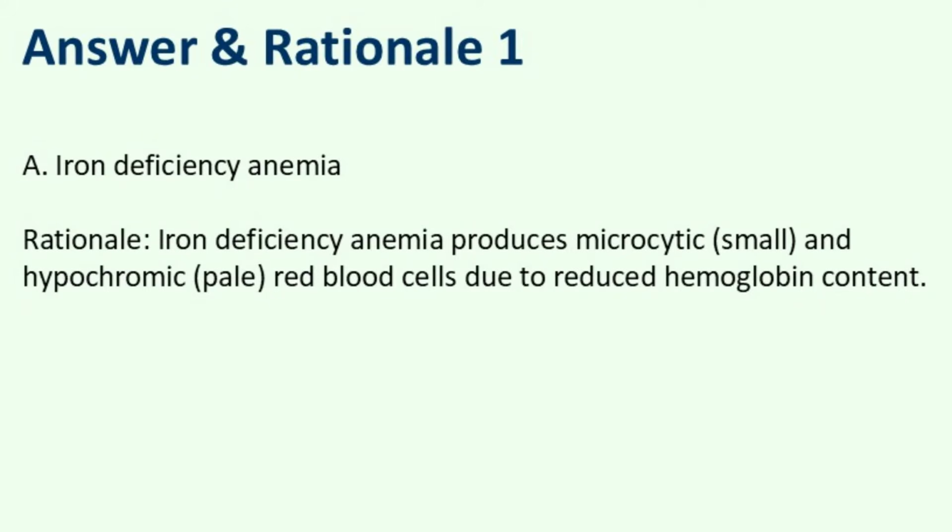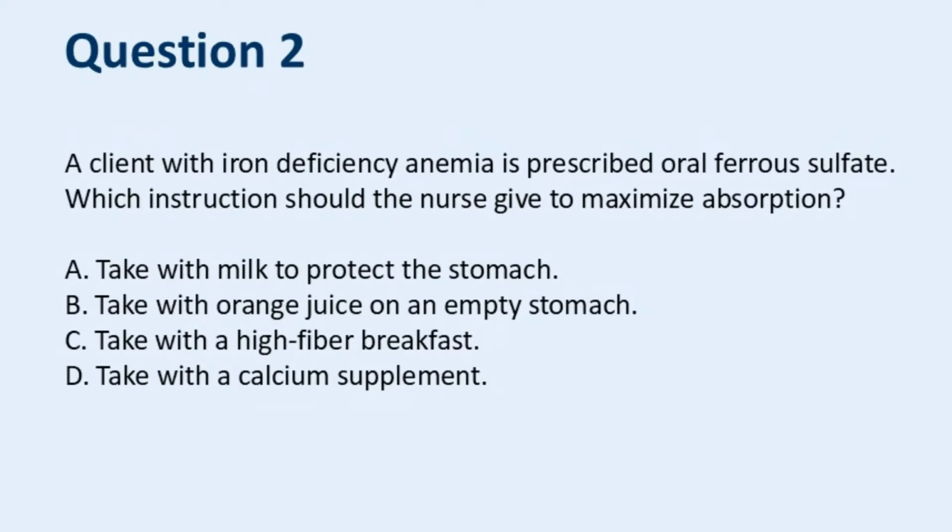The correct answer will be iron deficiency anemia. We know that iron deficiency anemia produces microcytic, that's small size RBCs, and hypochromic, that's pale red blood cells, due to reduced hemoglobin content.